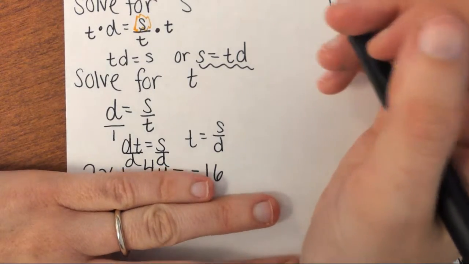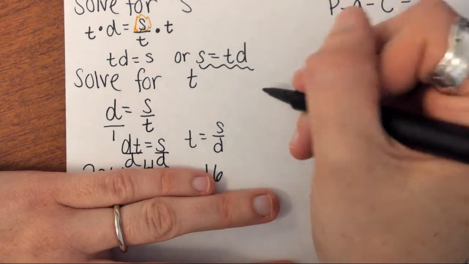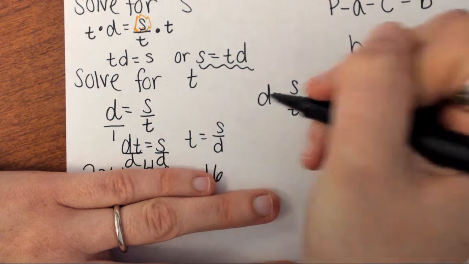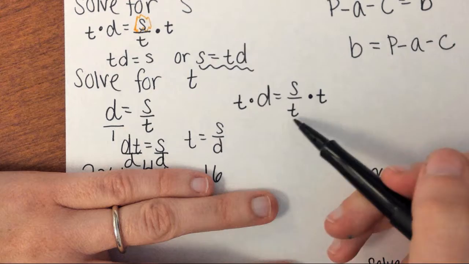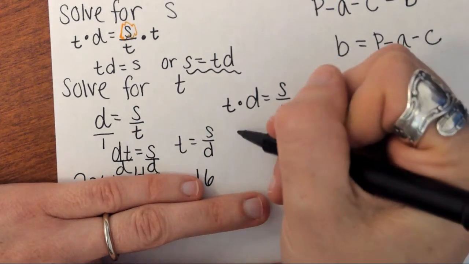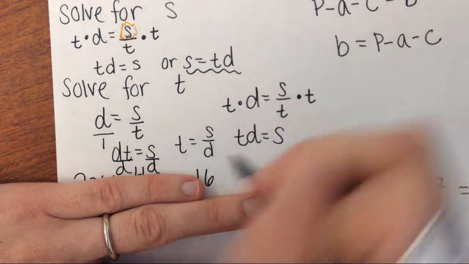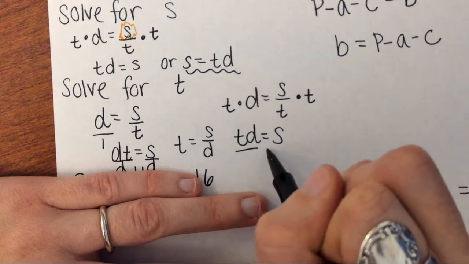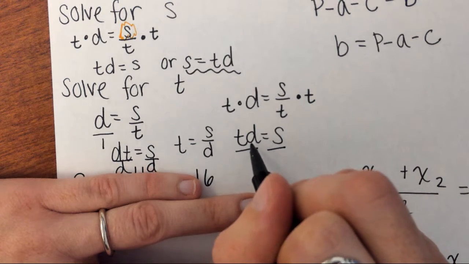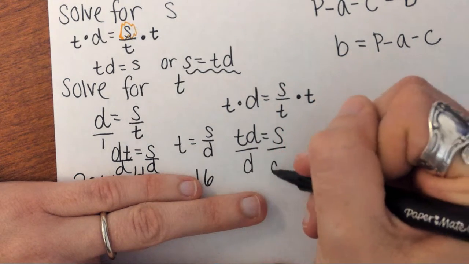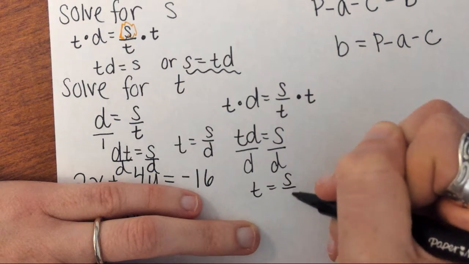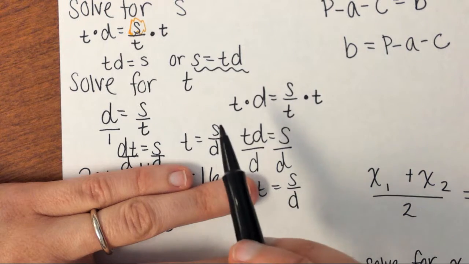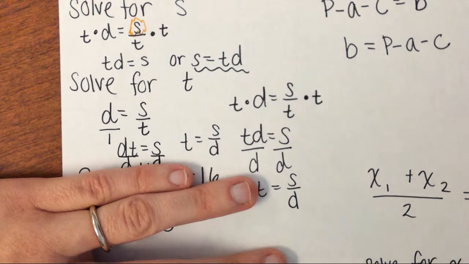Or you can write it the same way, d equals s over t. We can actually multiply by the denominator. And so that would just turn that into 1. So now we have td equals s, just like we did earlier when we solved for s. And then once we get to this, we can just divide the d from both sides, and that way t is isolated. So it doesn't really matter which method you use. Both ended with the same answer. Really, cross-multiplying is the same thing as multiplying by the denominator.